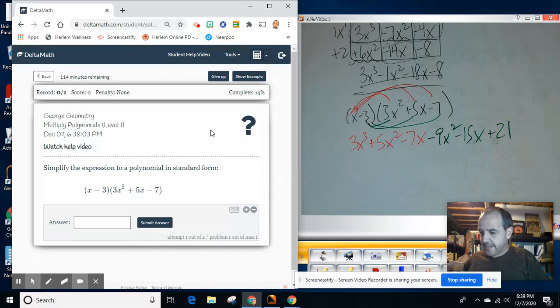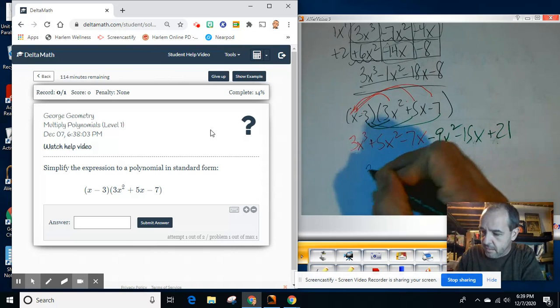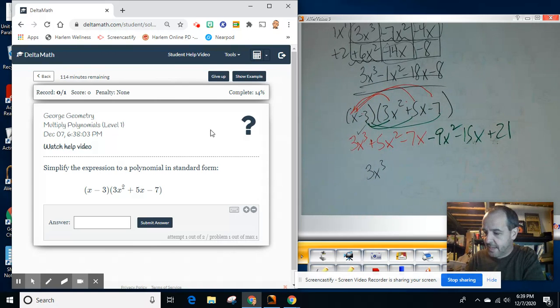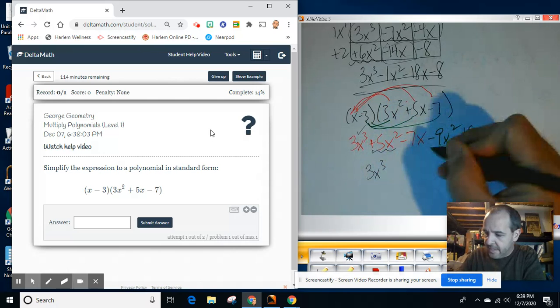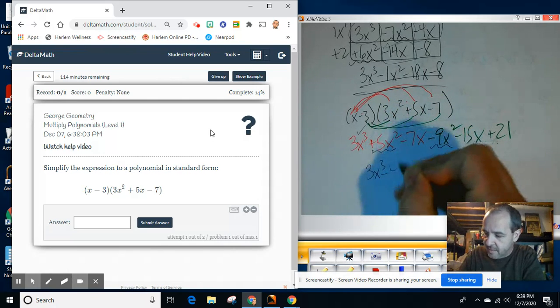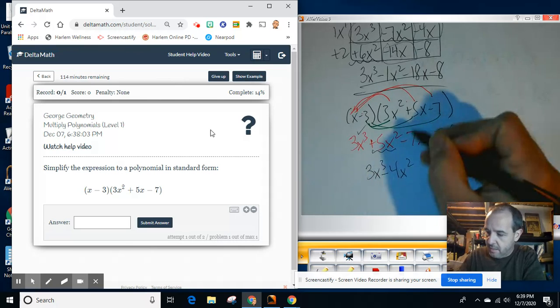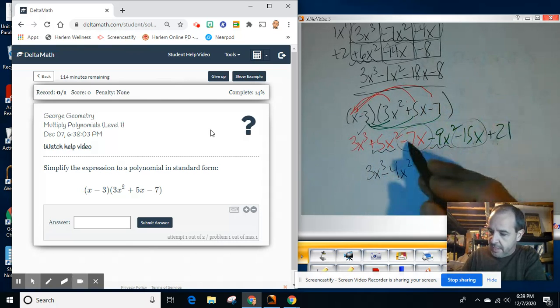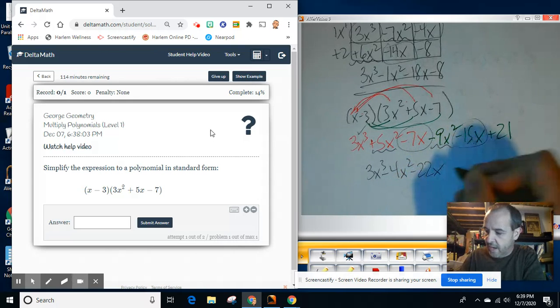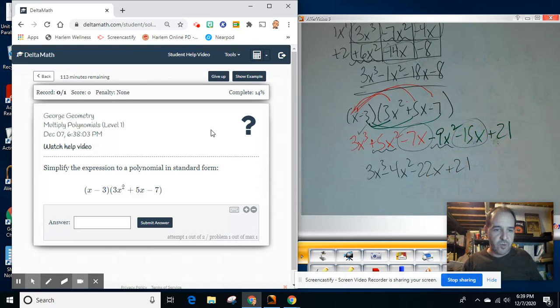And so I get here and I'm like, all right, let's see. 3x to the third. That's my only cubic. So that's there. So let's see, minus 5x, oops, positive 5x squared and negative 9x. Negative 4x squared. Negative 7 minus 15 is minus 22x plus 21.